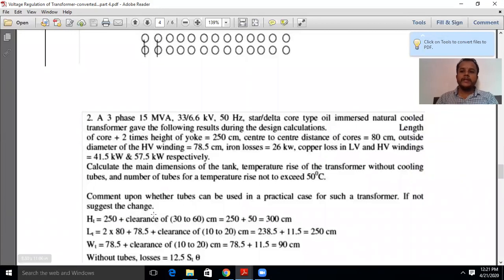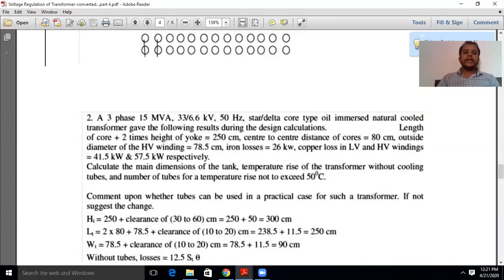Second example. Here you can write down this particular numerical. A three-phase 50 MVA, 33 kV/6.6 kV, 50 Hz star delta core type oil immersed natural cooled transformer has the following results during the design calculations. Length of core plus 2 times height of the yoke is equal to 250 centimeter. Center to center distance of the core is 80 centimeter. Outside diameter of the HV winding is 78.5 centimeter.